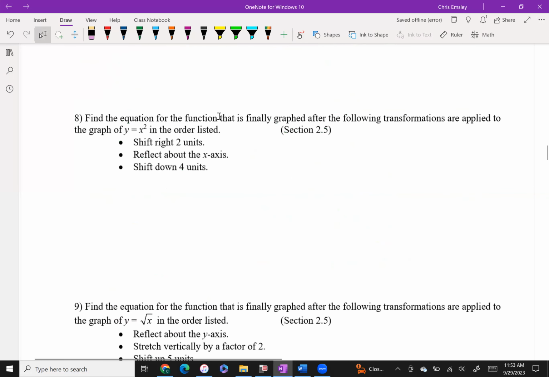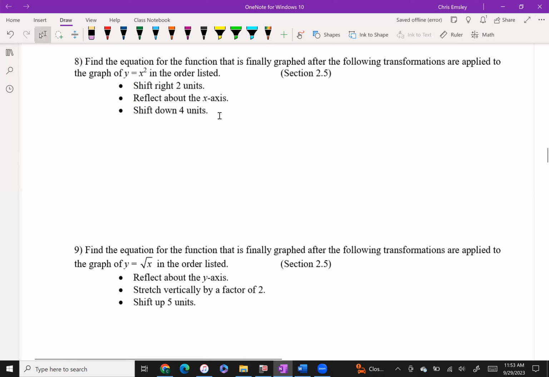Number 8, we move into transformations. It asks us to find the equation for the function that is finally graphed after the following transformations are applied to y equals x squared in the order listed. So here they gave us a parent function. Make sure we use that when we write our equation, okay? I like to do these transformations sort of step by step to build up to my final answer. So I'm going to start with this.